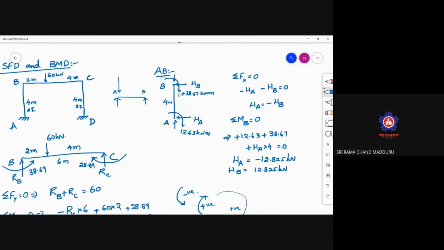We know that on the left side, upward is positive and downward is negative. In a similar way, here HB is positive, which means the direction is the same. So on the right side, upward is negative and downward is positive. What I have done is I have just turned the beam, that's it. Nothing else I have done.